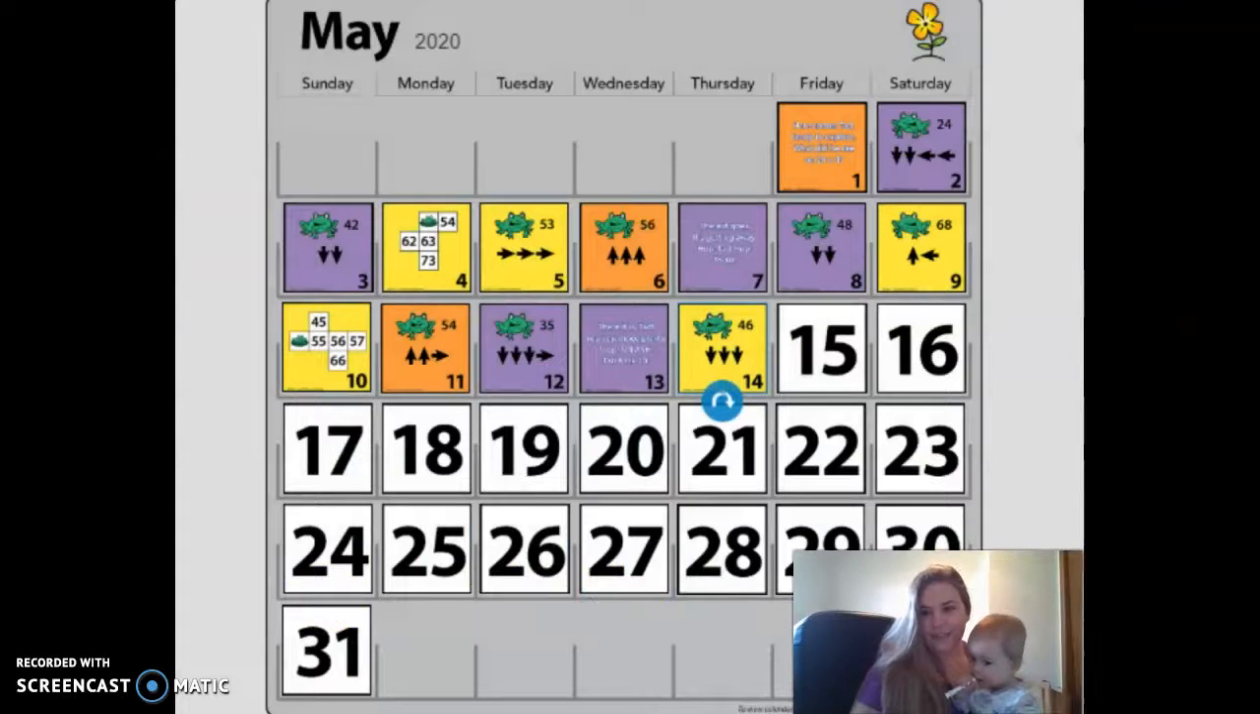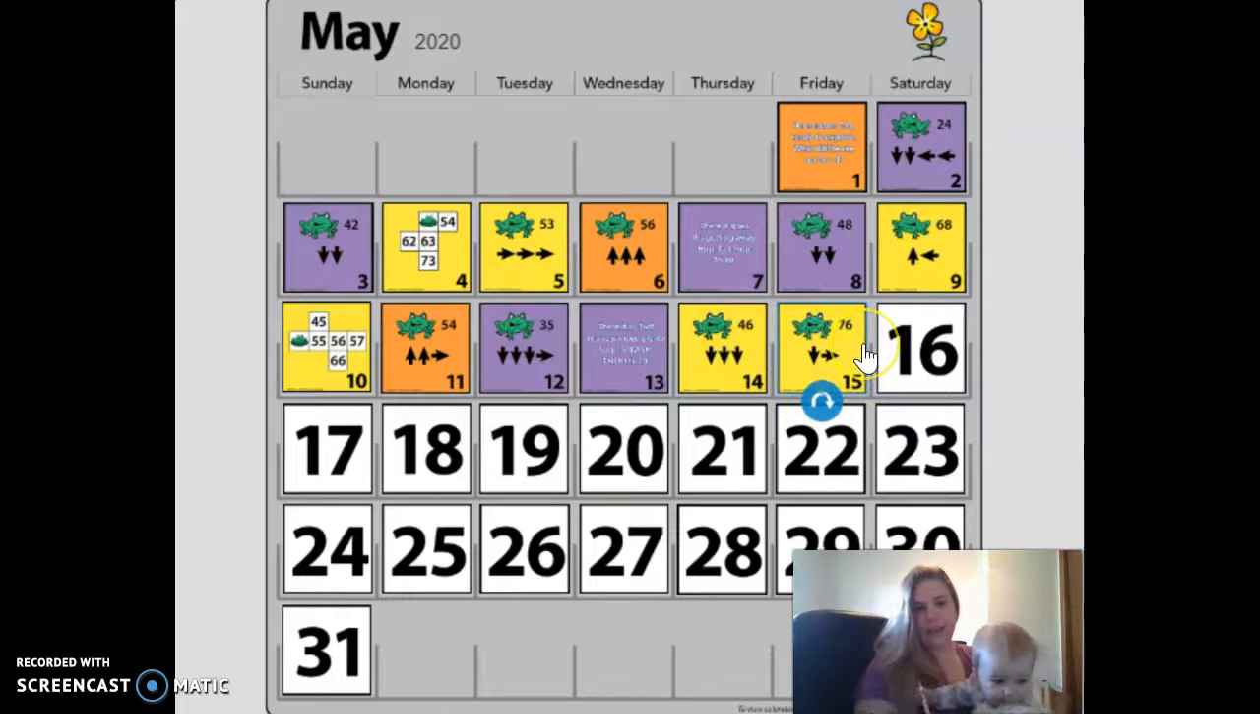All right, so today is Friday, May 15th, 2020. Make sure you have your May hidden picture grid with you. I have mine right next to me. Let's see what today is. We have another yellow card. We're going to start on 76 and go down and to the right.